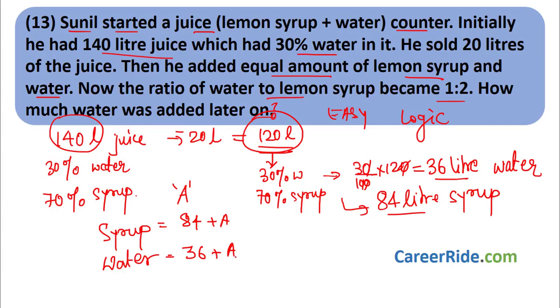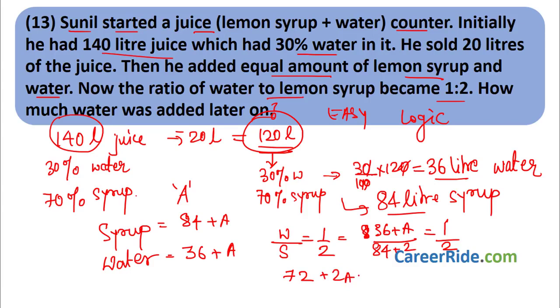And what have they given? The ratio of water to lemon syrup becomes 1:2. So we have (36 plus a) divided by (84 plus a) equal to 1/2, right? Let's solve it. What do you get? 72 plus 2a equal to 84 plus a. So what you will have? a would be equal to 84 minus 72, that would be 12 liters.